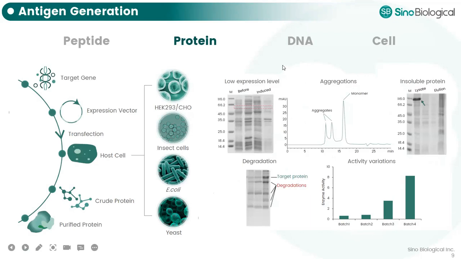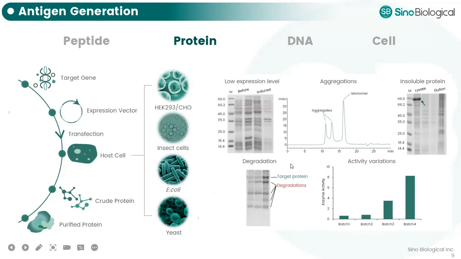For recombinant expression, sometimes we get a low expression level. We can see that this is a protein where the E. coli system was used to express the recombinant protein. Before and after the induction, we hardly see the target protein present in the E. coli host. We also observe aggregates after protein expression, and some of these aggregates are insoluble proteins, such as inclusion bodies when we use the E. coli system for protein expression.